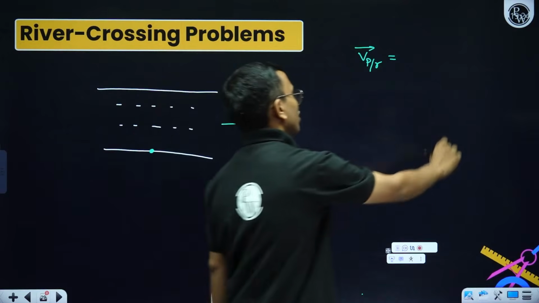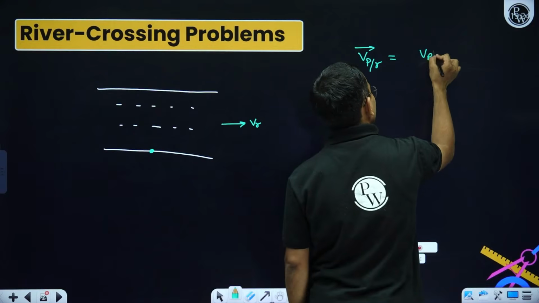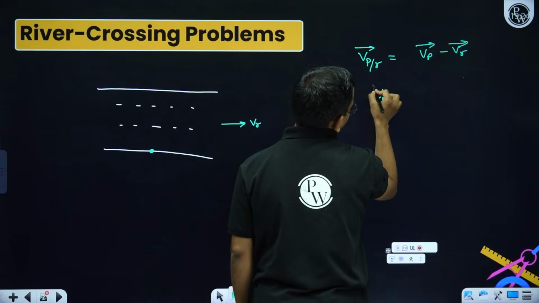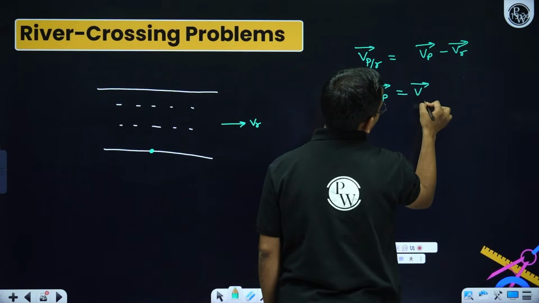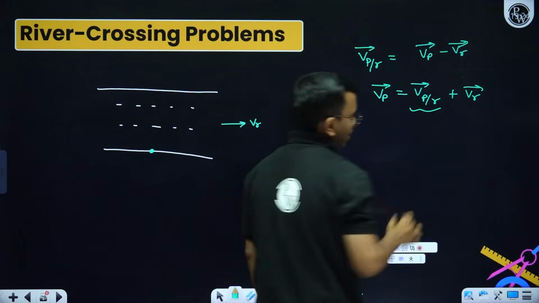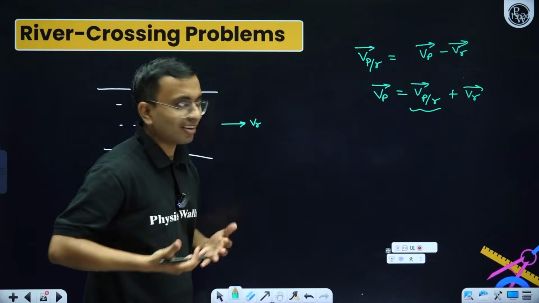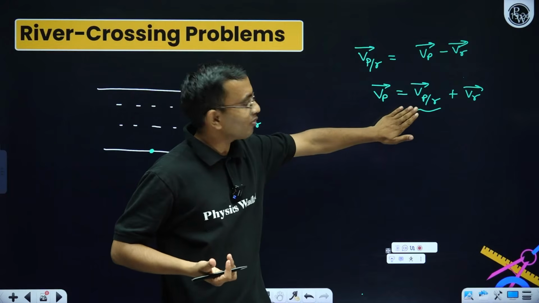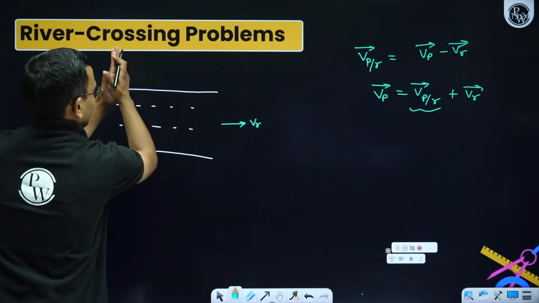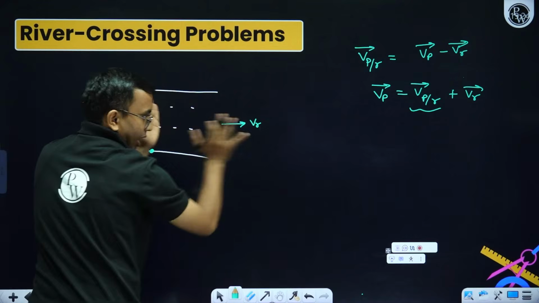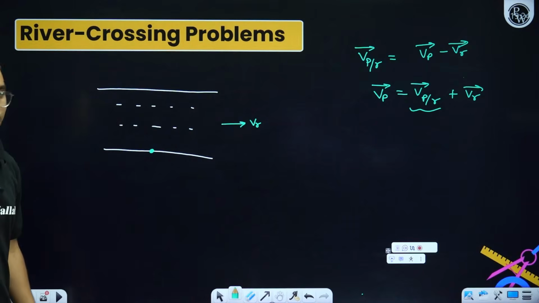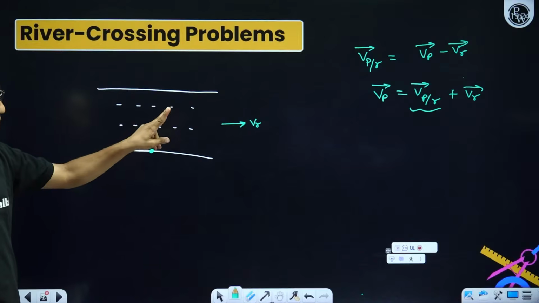So I say velocity of person with respect to river is velocity of person minus velocity of river. So the velocity of person will be the resultant of the two things: the capacity of the man with which he can swim with respect to water, plus the V river. If the person is trying to swim in this direction, the river will add some horizontal component also, and he will go at some certain angle. So it will be the resultant of the two.